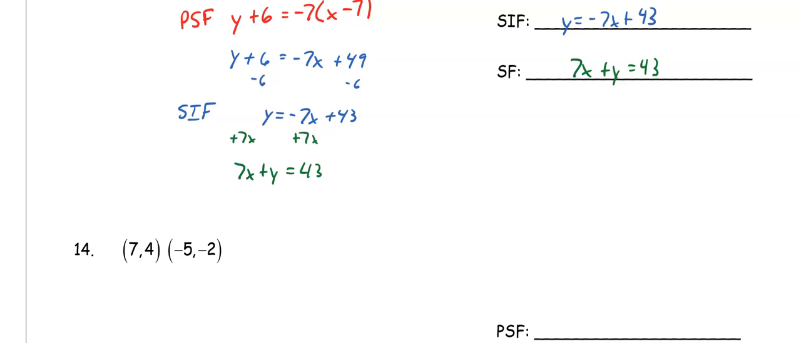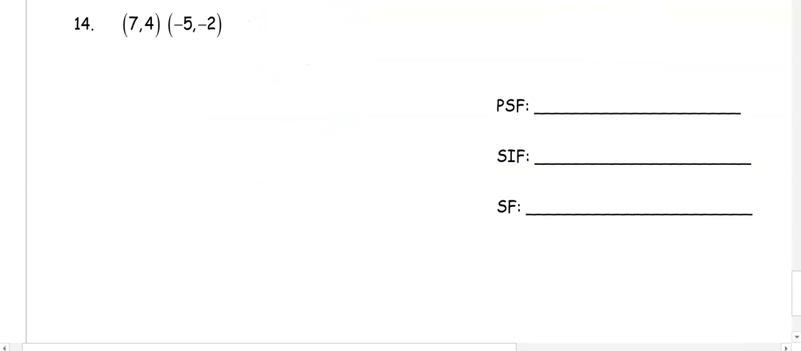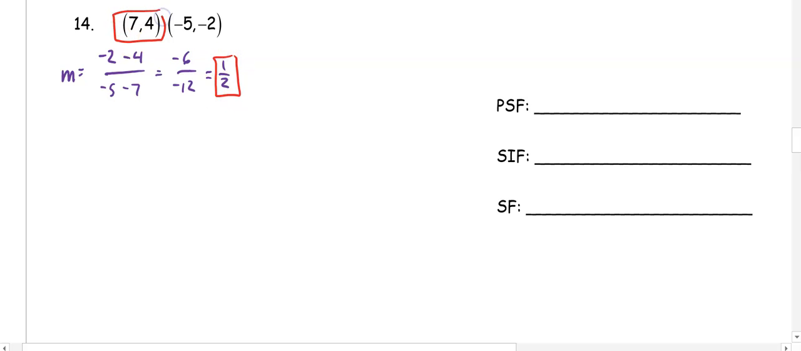So let's try one more problem where again we have to find our slope first. So we have negative 2 minus 4. We have negative 5 minus 7. That gets us negative 6 over negative 2, which reduces to 1/2. So we are going to use our slope of 1/2 and our first point, and we're going to write in point slope form. So we have y minus 4 equals 1/2 times x minus 7.